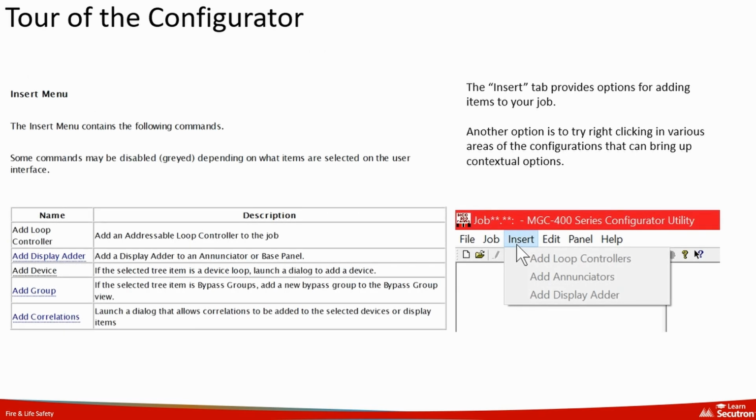The Insert menu allows users to add various components to a fire alarm system configuration job. Options include adding loop controllers, display adders, devices, groups, and correlations. Some commands may be unavailable depending on the context within the user interface. For additional contextual options, right-clicking in different areas of the configurator provides shortcut options.